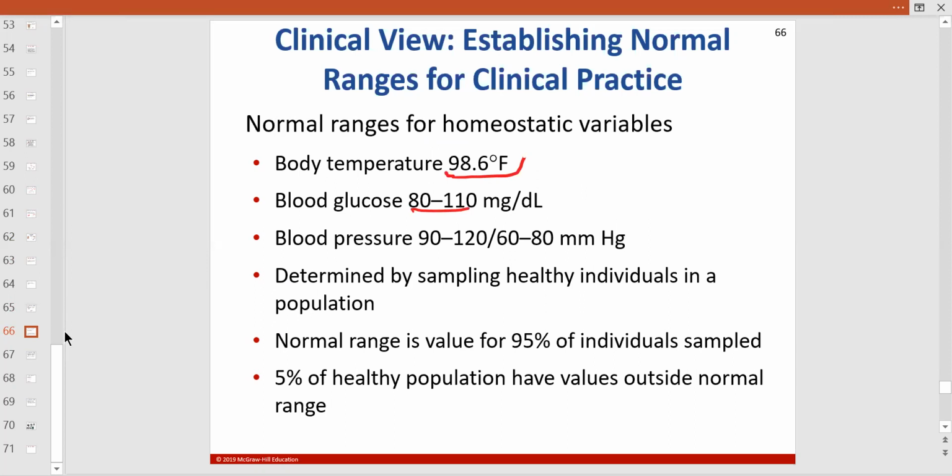Blood pressure, again, 120 is systolic, and 60 to 80 diastolic. We'll talk more about blood pressure when we do the autonomic nervous system, which is the sympathetic versus parasympathetic. Remember, sympathetic nervous system is fight or flight. Parasympathetic is rest and digest, if you can remember that for later.